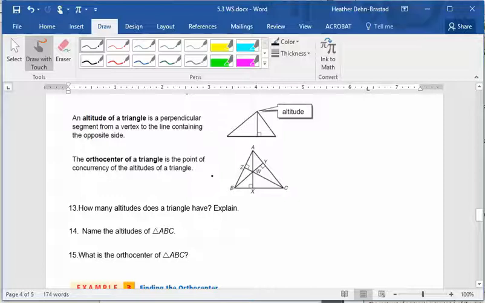The orthocenter is the point of concurrency where all of those would meet. There's no good theorem that goes along with orthocenter. You can find the orthocenter, but it doesn't really give you any information about lengths of sides or angles or anything.